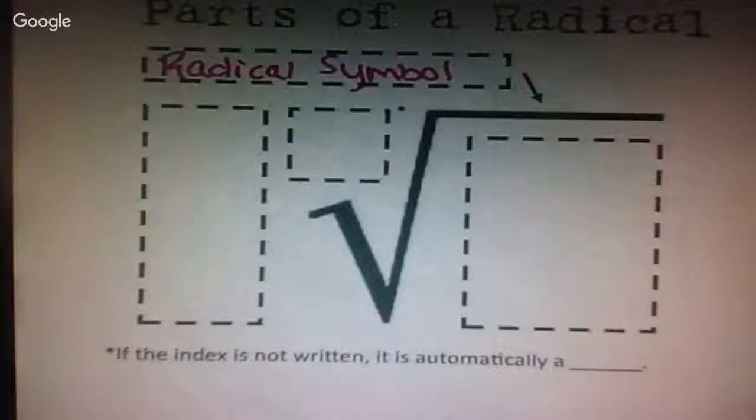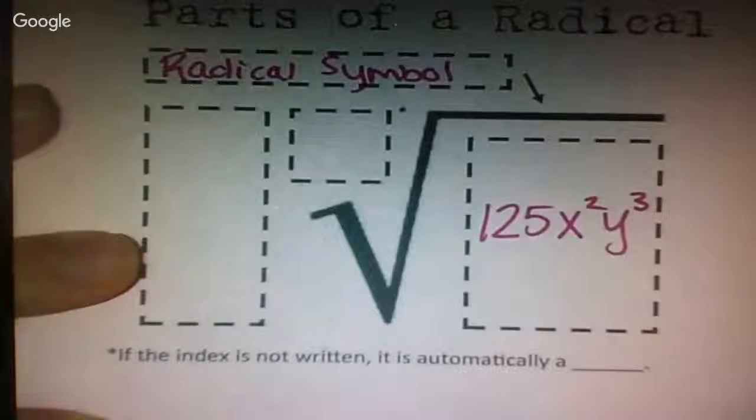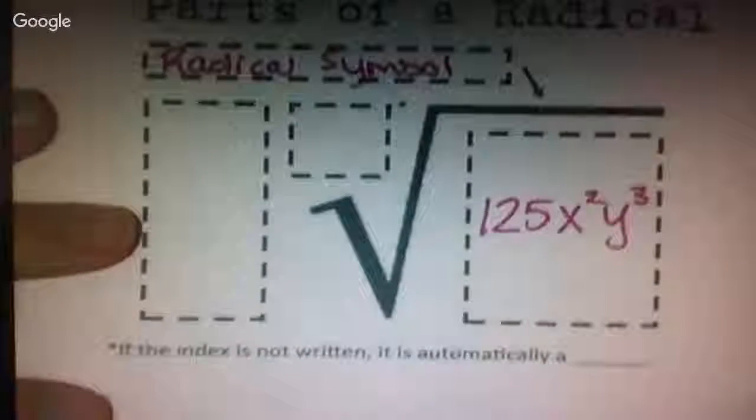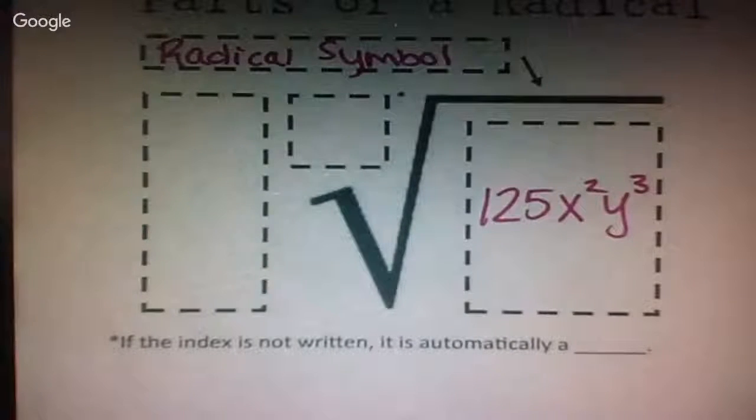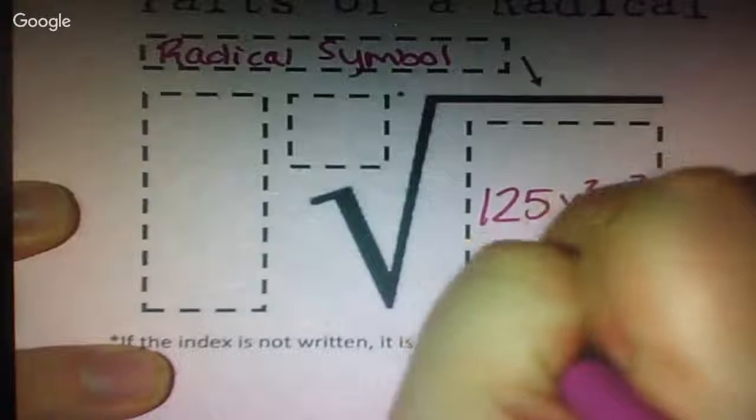Okay, so every radical will have something underneath of it. It can be something like 125 x squared y to the third. So you're going to have a number and variables underneath that radical symbol. What is underneath the radical symbol is called the radicand.